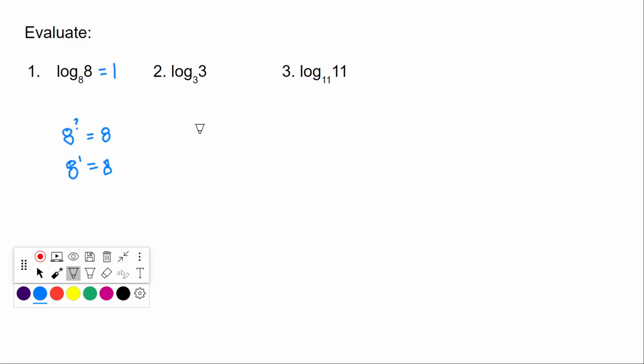If I use that same reasoning on the next one, 3 to what power is going to equal 3? Well, that's 3 to the first power. So that means the value of my logarithm is 1. So anytime your base and your argument are the same, the value of your logarithm is going to be 1.